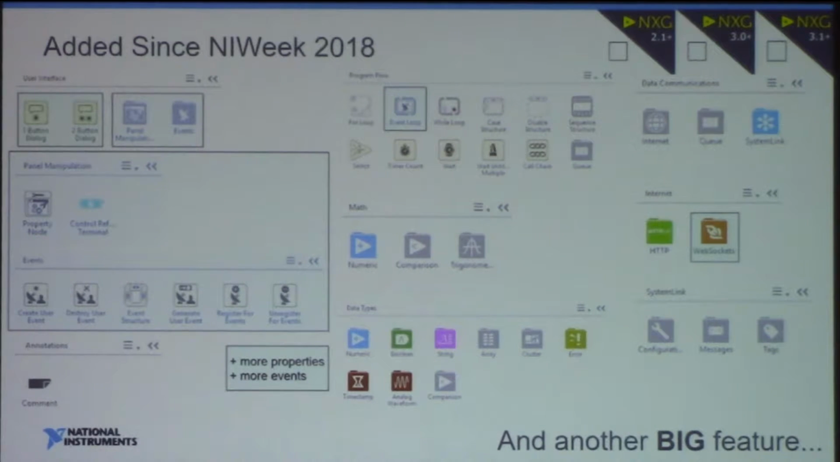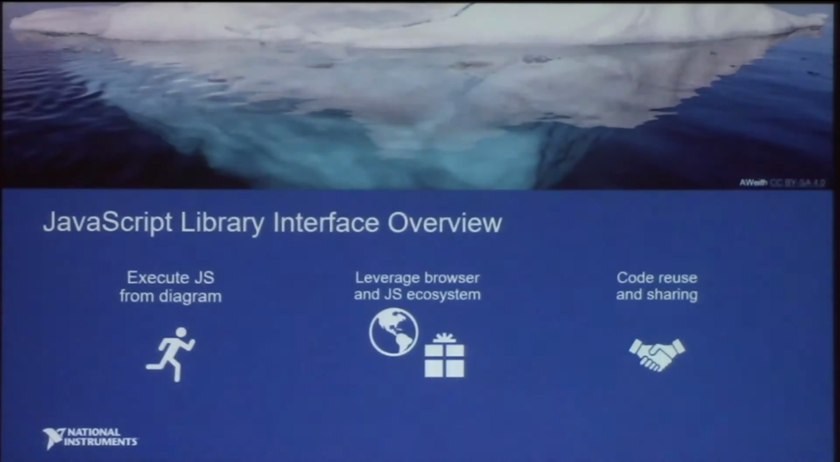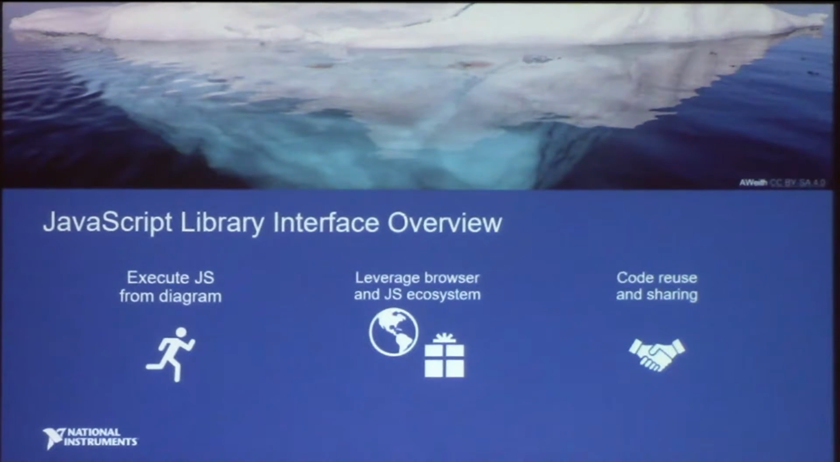But there's another big feature we introduced in 3.0, added more in 3.1, and that's the JavaScript library interface. So what this does is it gives us the ability to execute JavaScript from the block diagram of our WebVI. It lets us leverage the browser and JS ecosystem. The browser has a bunch of built-in APIs. There's tons of libraries and controls available externally, so now you can call into them, have a way to do that. And more recently, we improved the patterns for sharing this.